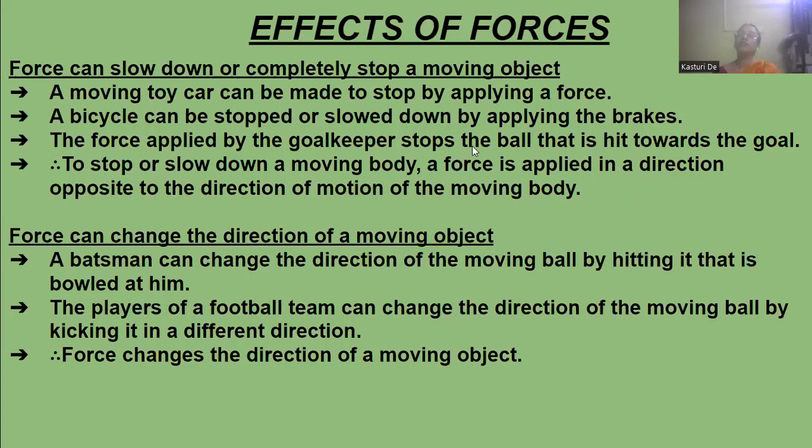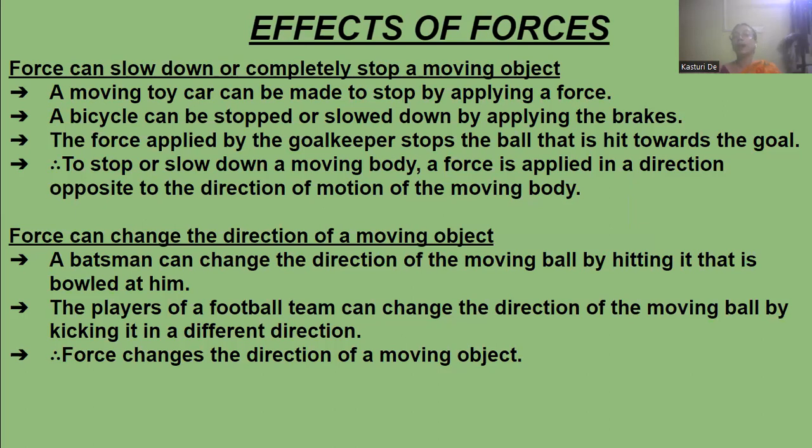Then, a force can slow down or completely stop a moving object. So, what happens? A moving toy car can be made to stop by applying some force. Then a bicycle can be stopped or slowed down by applying the brakes. If we apply the brakes, then the bicycle can stop moving or it can slow down.